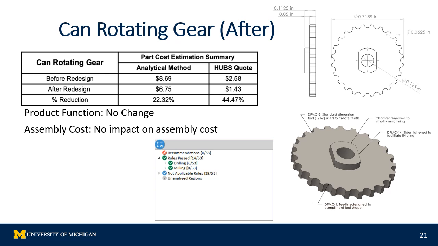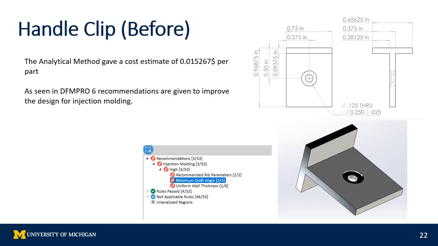By making modifications to the teeth and center hub of the gear, we were able to achieve a 22.32% reduction to its machining cost, resulting in a value of $6.75. According to a quote from Hubs for our redesigned gear, we achieved a cost reduction of 44.47%, decreasing 58 cents to $1.43 per part. The other component that we redesigned was the handle clip.